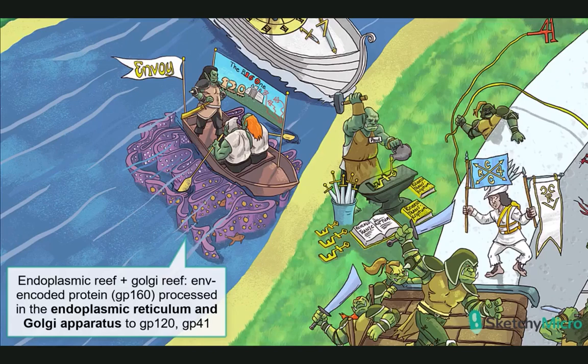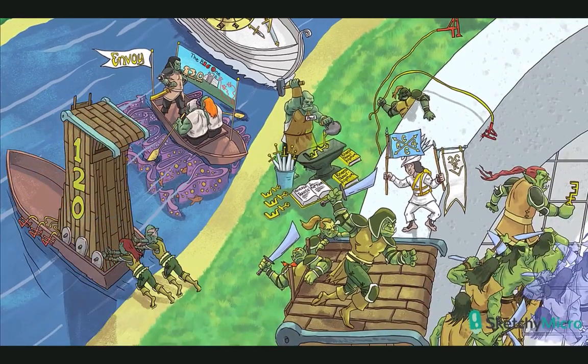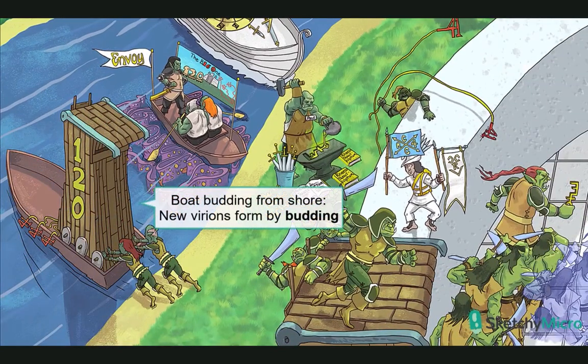This all happens in the endoplasmic reticulum and Golgi apparatus, because in eukaryotic cells, that's where membrane-associated proteins are processed. Remember, HIV is taking over the host cell's machinery, so it doesn't need to reinvent the process. Notice the reef around the ENV boat kind of looks like the ER and Golgi, the processing center for the virus surface proteins.